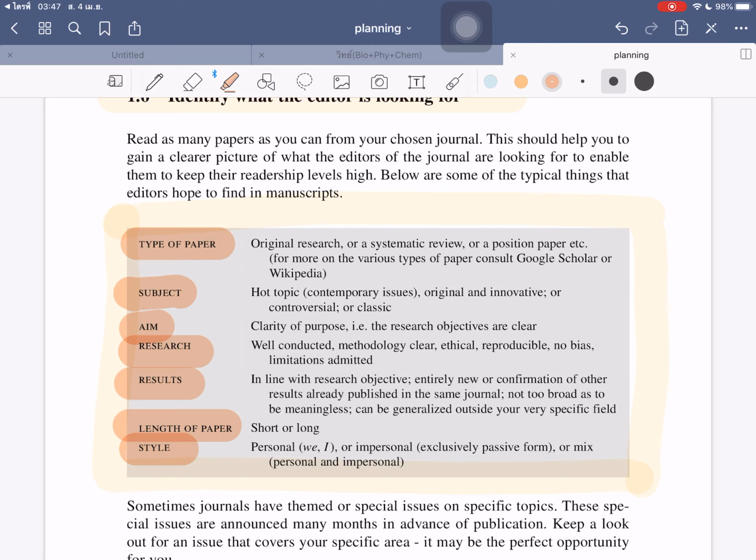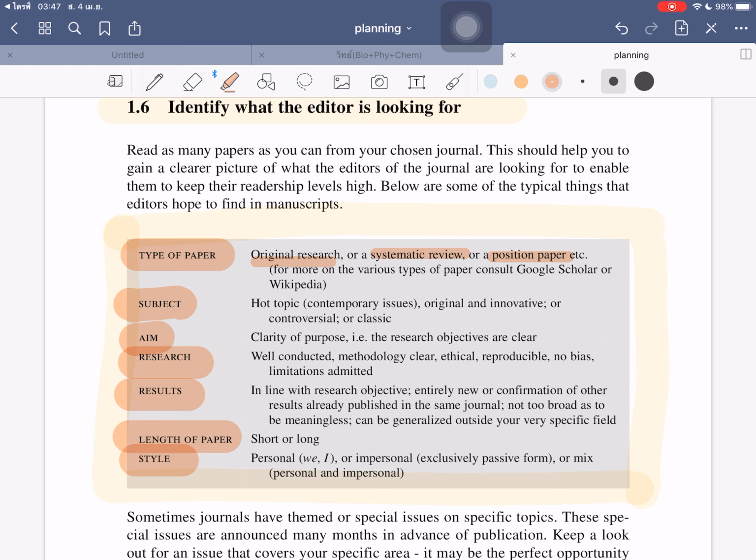The type of papers: is it original research, a review, or a position paper? What type of paper is yours going to be? The subject you use should be a hot subject, original, innovative, controversial, or a classic topic. Subjects mean the topic, actually.